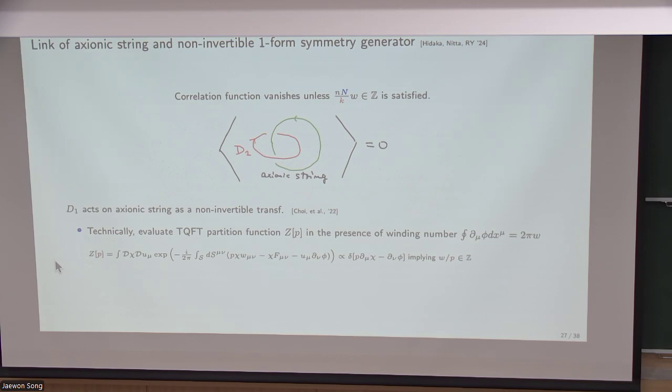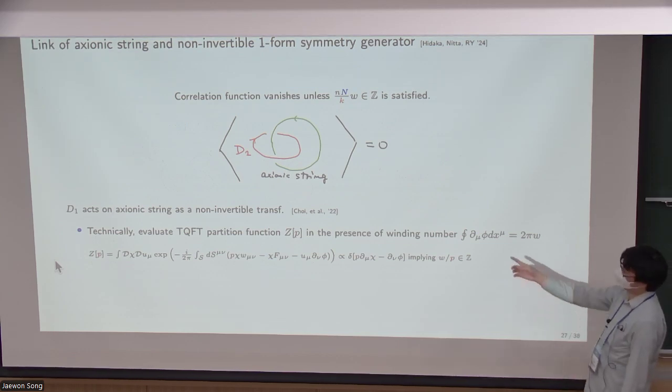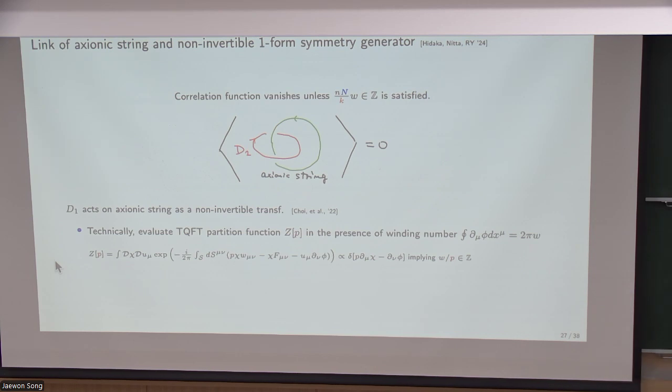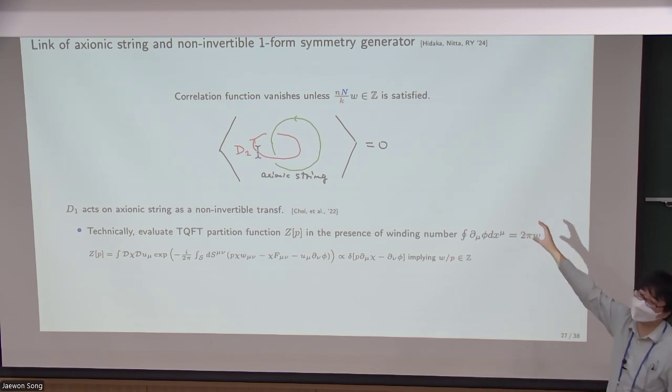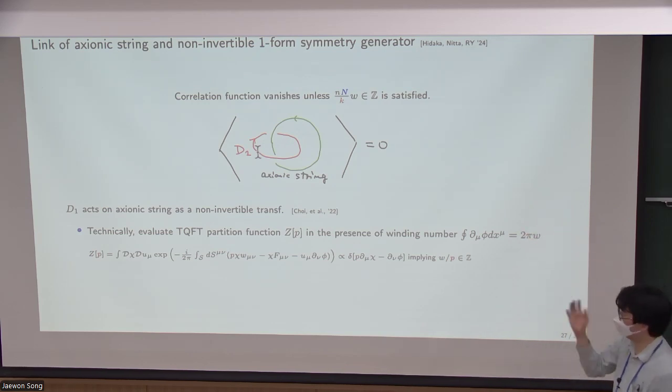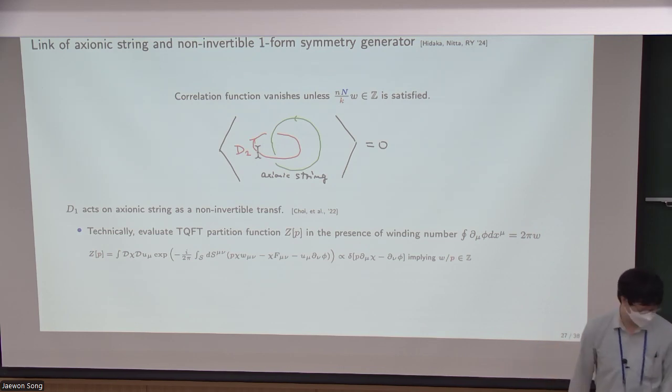So let me consider the linked configuration of the axionic string and non-invertible one-form symmetry generator. And the conclusion is that the correlation function vanishes unless this condition is satisfied. So this correlation function means that this non-invertible symmetry generator acts on the axionic string as a non-invertible transformation. So I think this is the projection for the axion string.